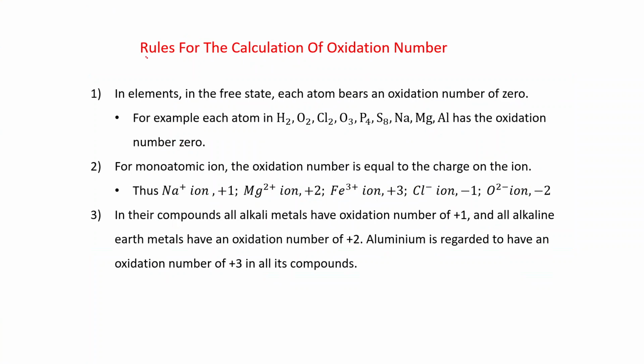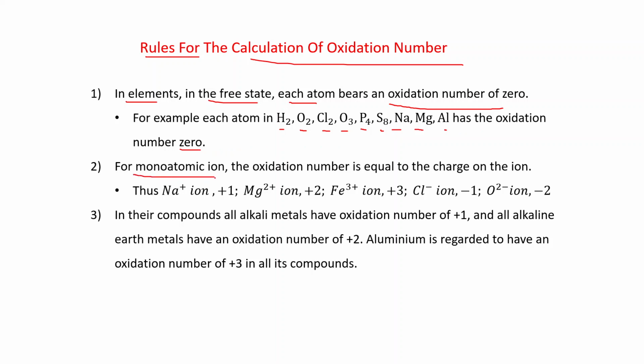Now we will discuss the rules for the calculation of oxidation number. In elements in the free state, each atom bears an oxidation number of 0. For example, each atom in H2, O2, Cl2, O3, P4, S8, Na, Mg, Al has the oxidation number 0.